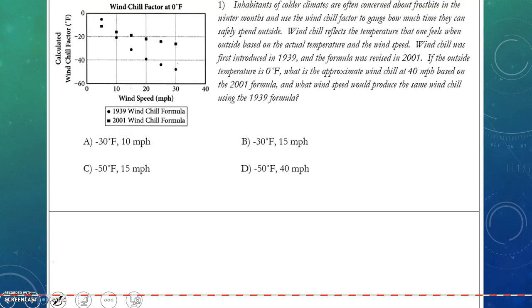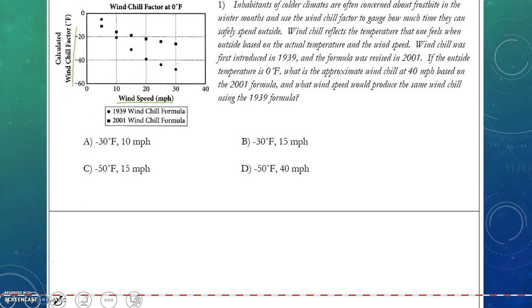All right, so let's give one a try. It gives us a scatter plot over here, and it says the wind chill reflects the temperature that one feels when outside based on the actual temperature and the wind speed. So that is just naming the axis right here, the wind speed and the wind chill factor.